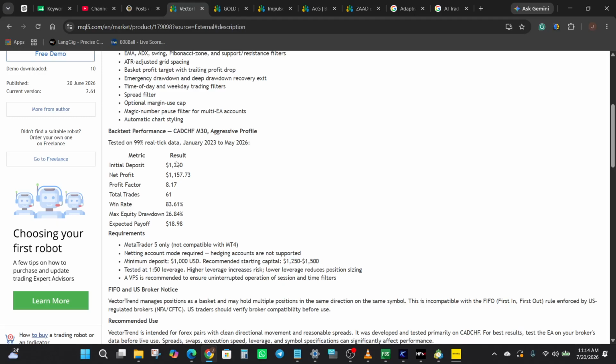I'll flag now that my own test, which I'm going to be showing you in a moment, is on the conservative H1 profile instead. So it's not directly comparable to that specific table.